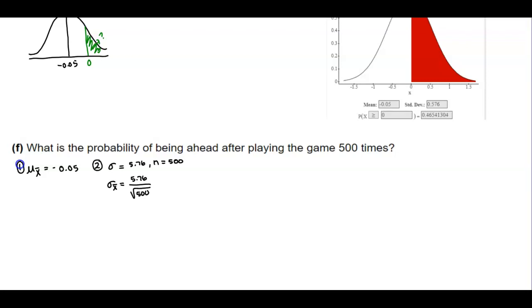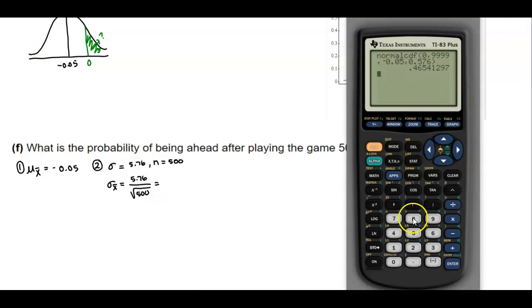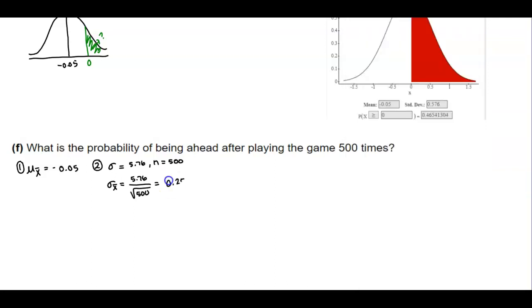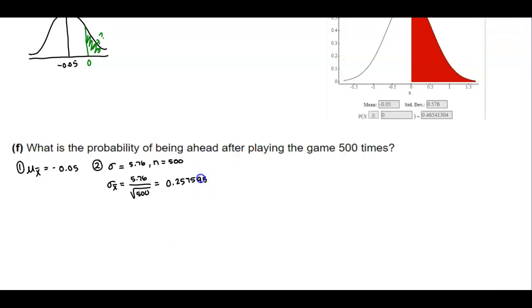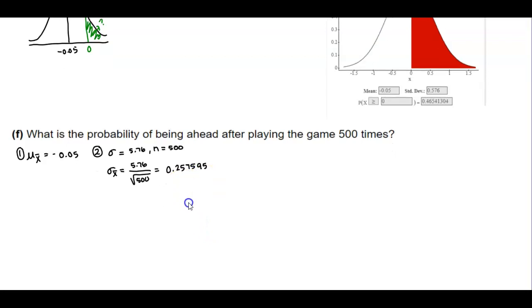Okay, so what do we get for that? If we take 5.76 and divide that by the square root of 500, let's go all the way to 5, so 0.2575 and 95. Now we can round that to 2 decimal places, but we want to make sure that we use all of it when we put it into our calculator.